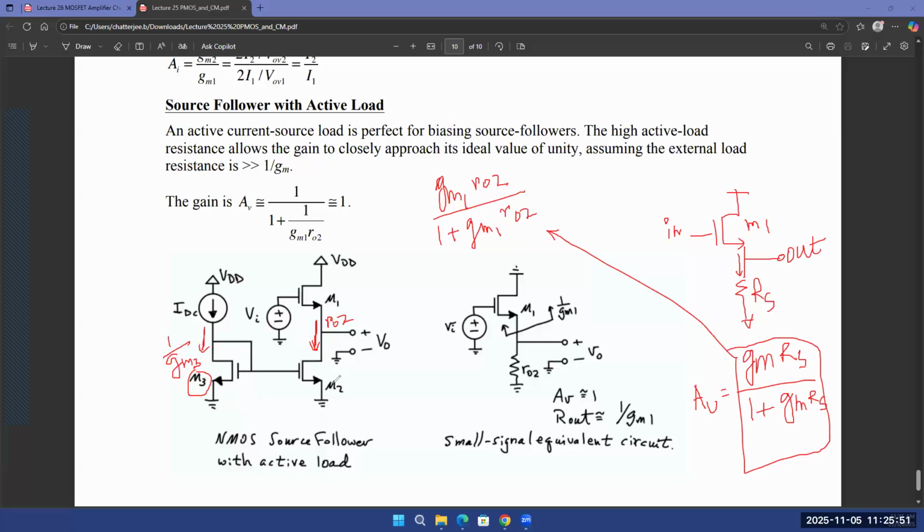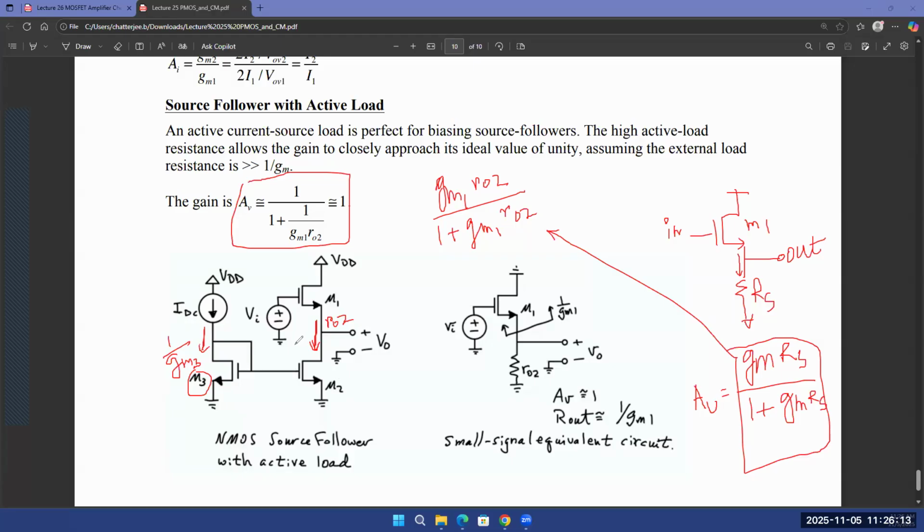Now, of course, if lambda of M2 is 0, then RO2 of M2 is going to be infinite. If RO2 of M2 is infinite, this voltage gain will be almost equal to 1. And that's the job of a source follower anyway. You can also divide the numerator and denominator by GM1 RO2. That's what this equation shows over here, which is also almost equal to 1.